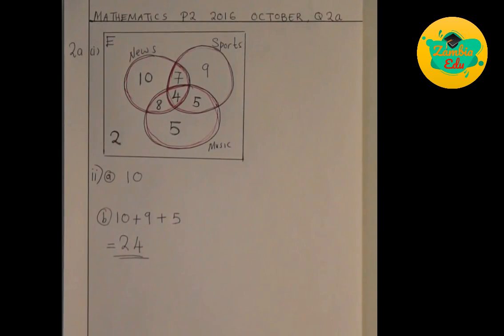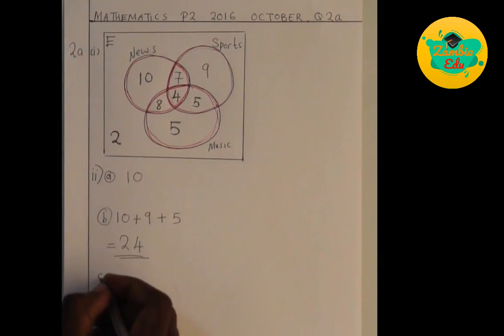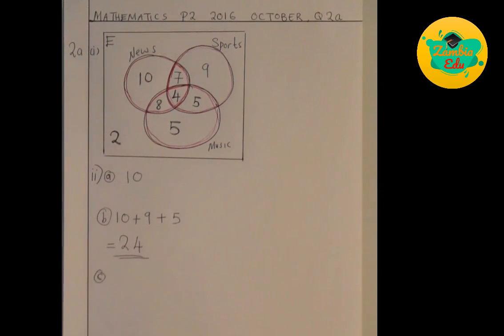Nice and great. Having answered our part 2B question, we now go to part 2C, which is our last question in the 2016 paper 2, the internal paper. The question said, how many villagers listened to 2 types of programs only?